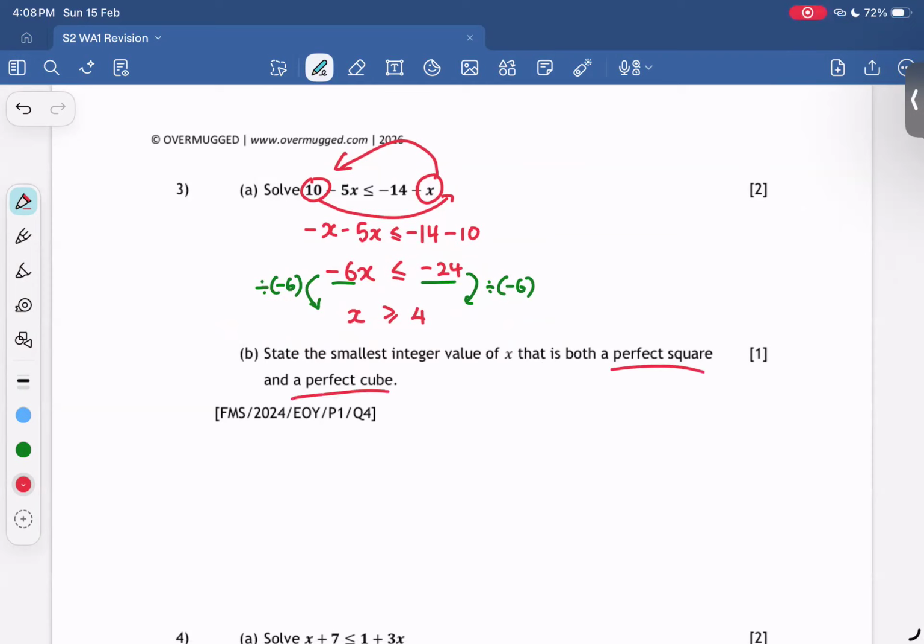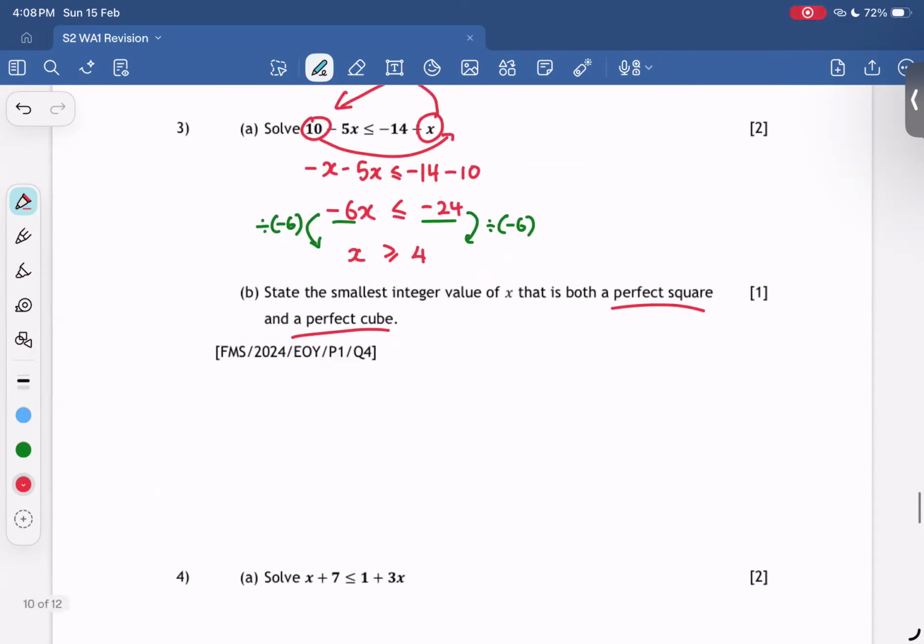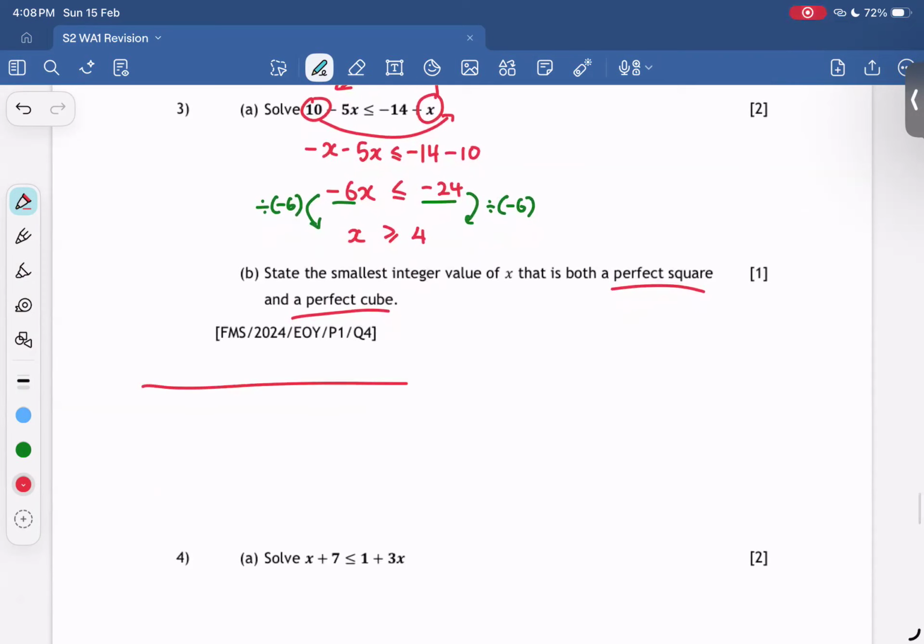Now, I hope you guys still remember what a perfect cube and a perfect square mean. This means that this number can be square rooted and it can be cube rooted as well. Since we know that x is more than 4, let's just quickly draw our number line. You guys can draw it together with me over here.